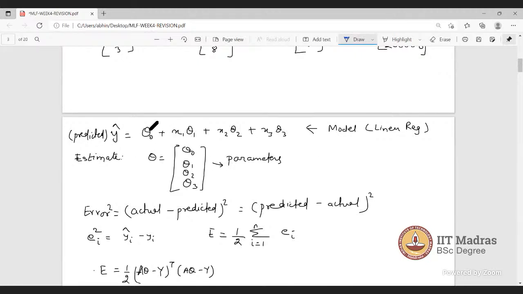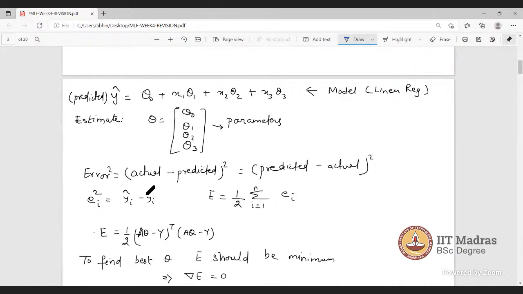So in the linear regression case, our model looks like this, the predicted model. I'm representing y hat as the predictions, and the model is this whole equation. Finding these estimates is nothing but finding the model. Every estimate will have some error. The error in a linear regression model is given like this: you subtract the actual from the predicted and then square it. We call this the squared error.